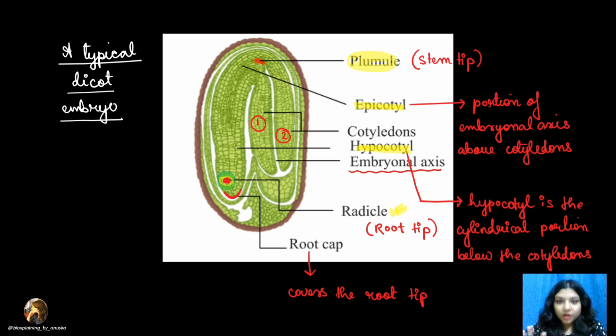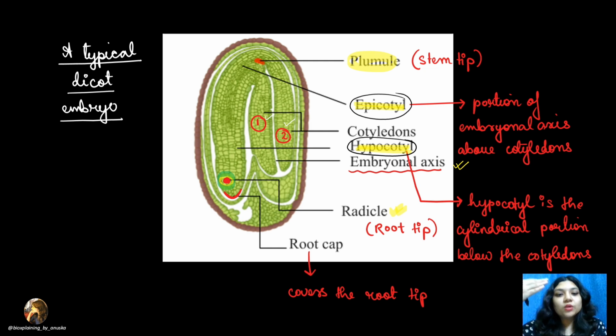Okay, so just going through it very quickly once again, the different parts that you have: one is the embryonal axis, which is present. And then we have two cotyledons. Above the cotyledon level, we have the epicotyle present. Below the cotyledon level, the hypocotyle is present.